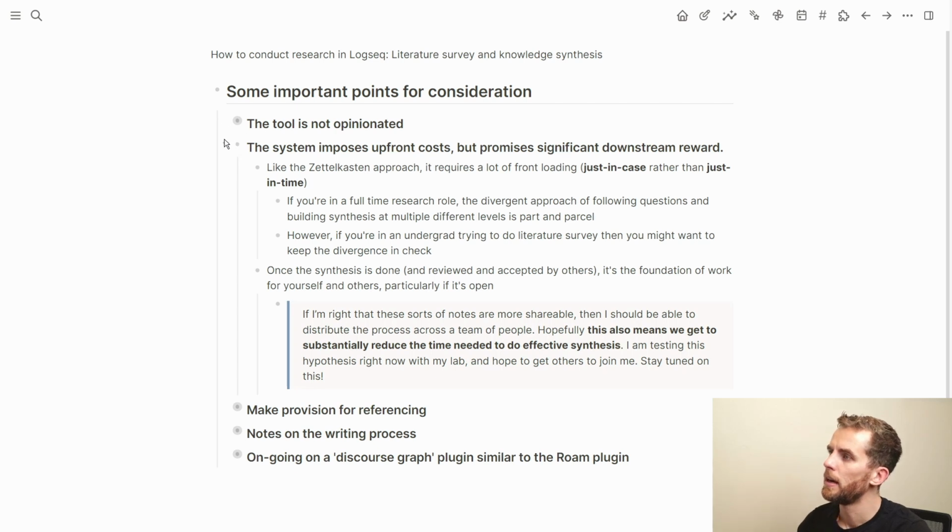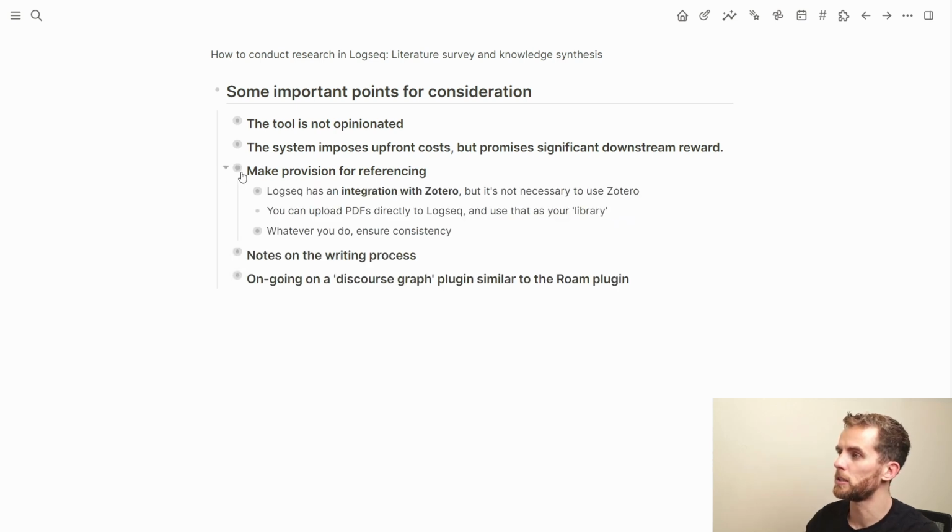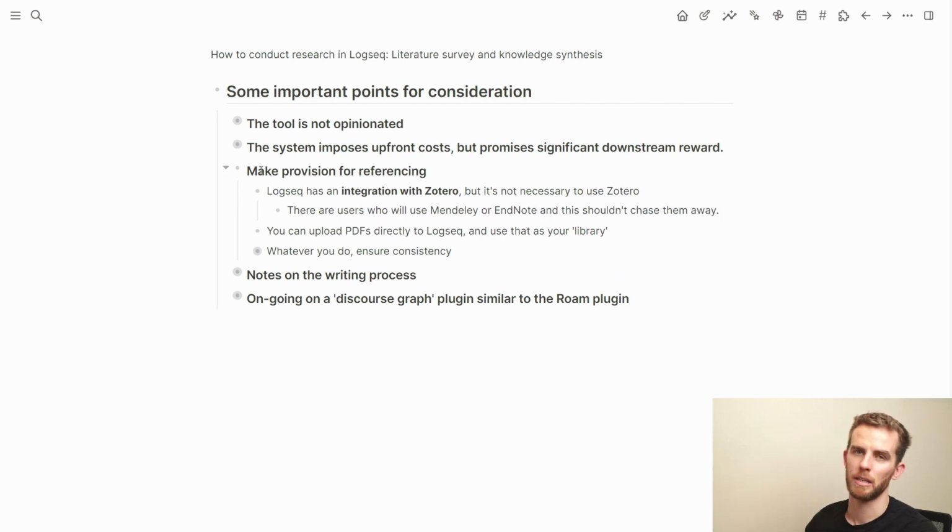Okay. So I said I wasn't going to speak about referencing or writing, but just a couple of notes that have come up in my process here. Logseq has an integration with Zotero, but it's not necessary to use Zotero. So I know personally people who are using EndNote and Mendeley, and the fact that they don't have the integrations here shouldn't chase you away. You can do absolutely everything in Logseq.